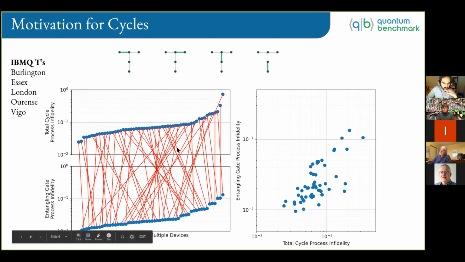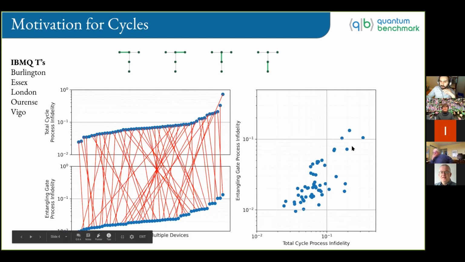And what you'll notice is we're drawing a line between cycles. And so you see a lot of diagonals in the lines, which means that the ordering is completely different. So a cycle which is quite good when you just restrict to the 2 qubits of the entangling gate can actually be quite bad if you include the effects that are happening on the other 3 qubits.